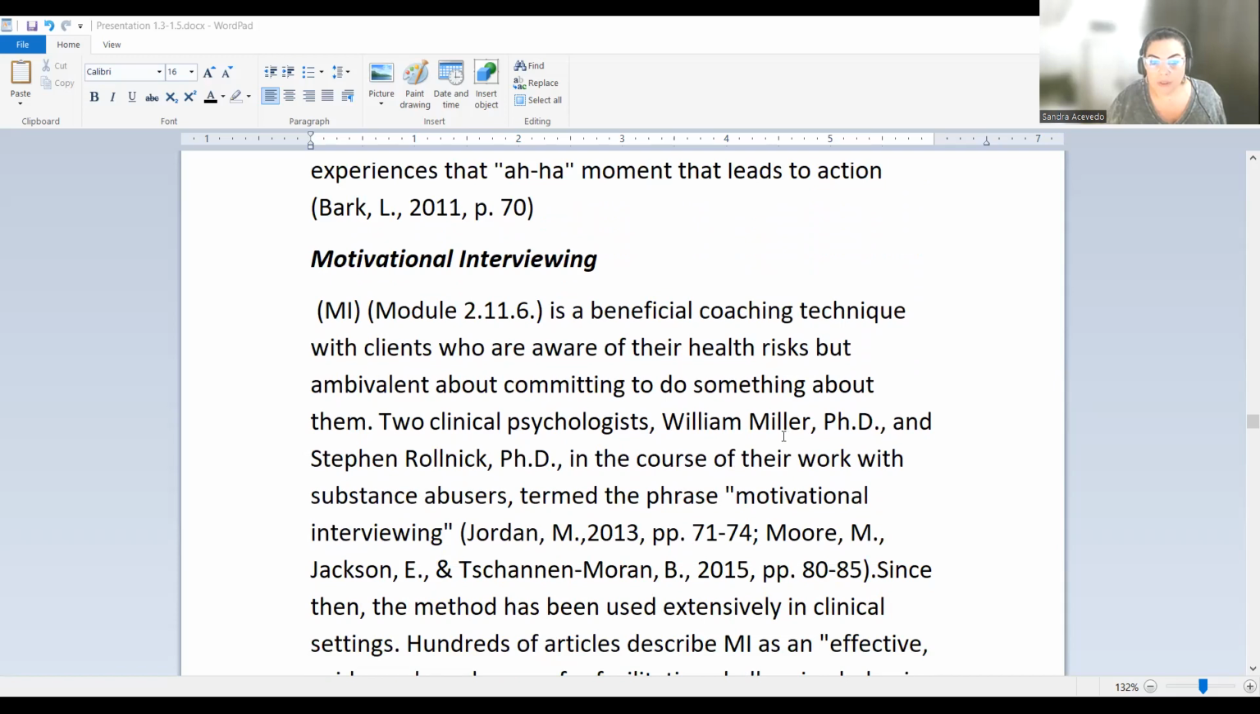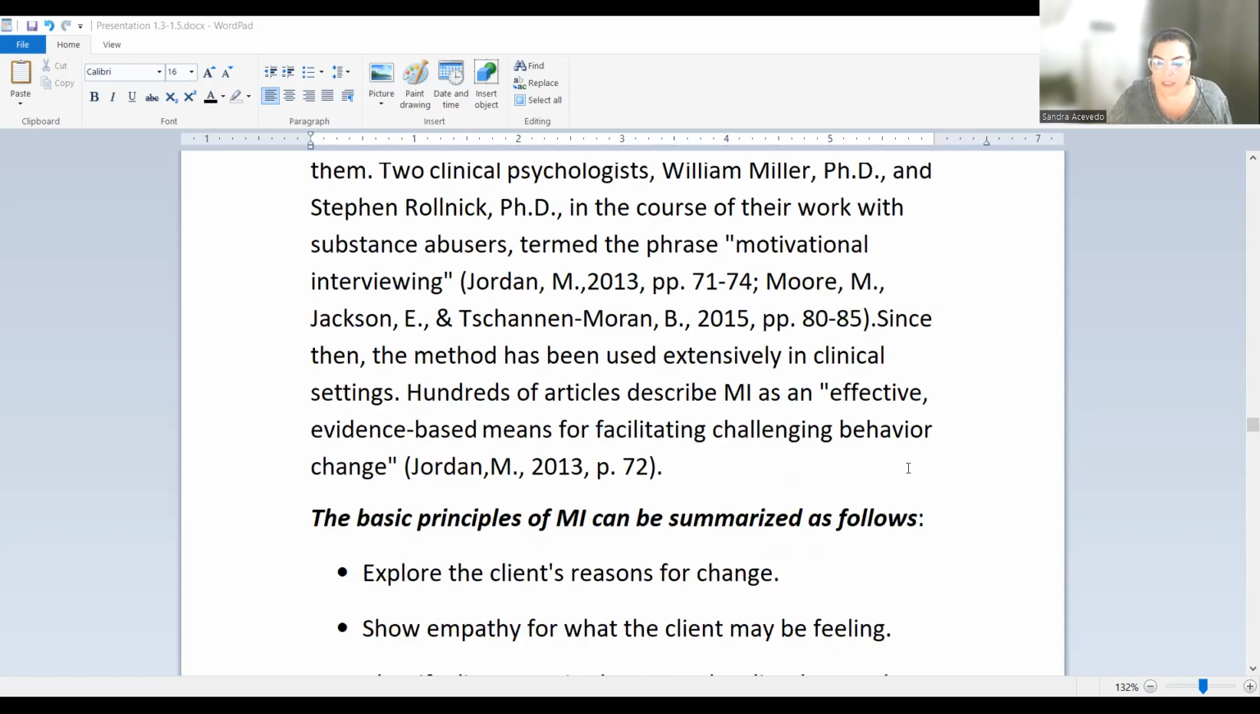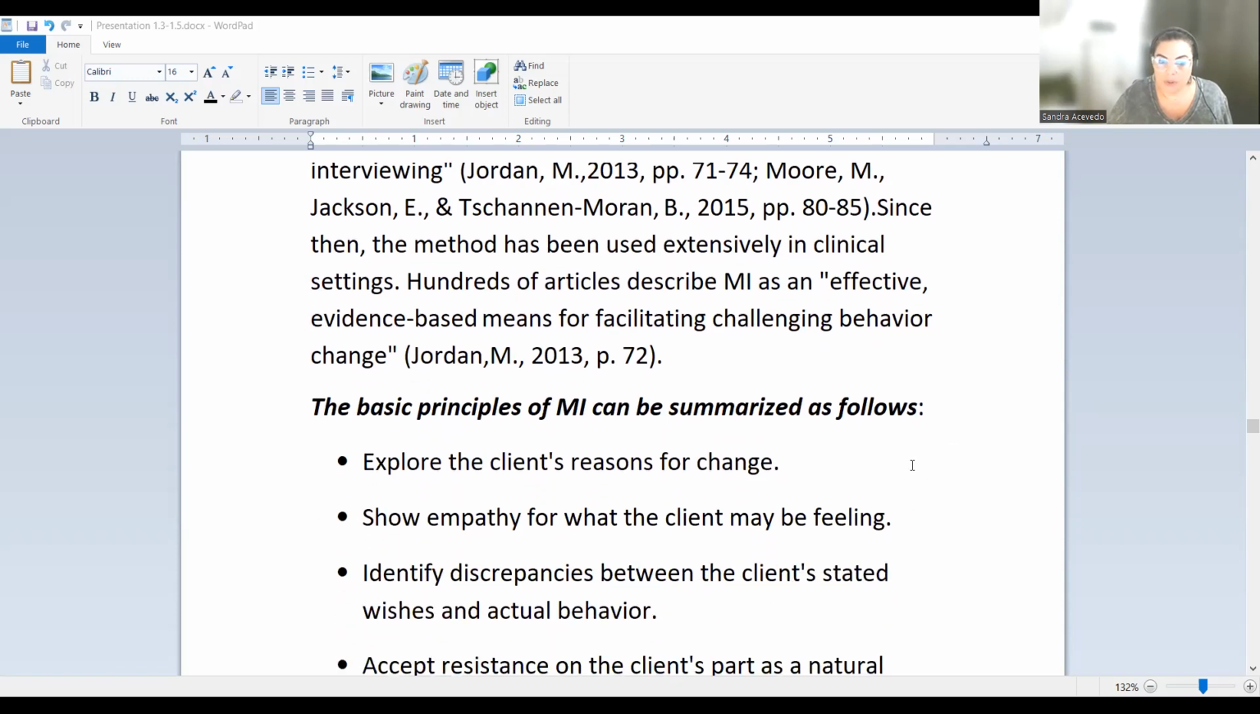Motivational interviewing is a beneficial coaching technique with clients who are aware of their health risks but ambivalent about committing to doing something about them. Two clinical psychologists, William Miller and Stephen Rollnick, in the course of their work with substance abusers, coined the phrase motivational interviewing. Since then, the method has been used extensively in clinical settings. Hundreds of articles describe MI as an effective evidence-based means for facilitating challenging behavior change.